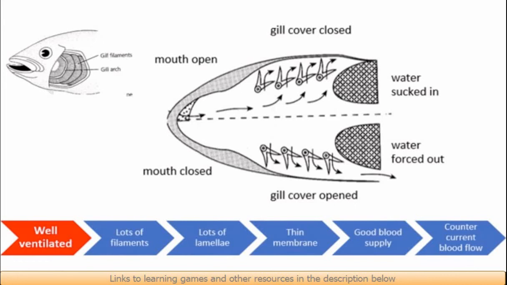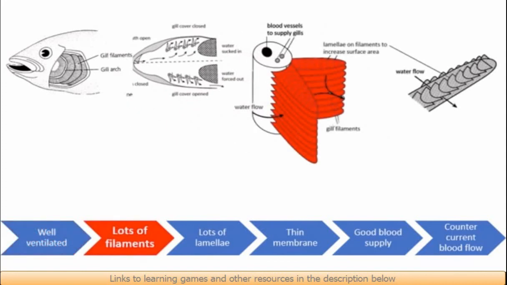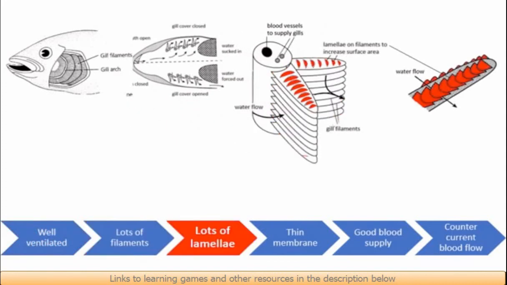The surface area of the gills is increased by having lots of filaments. There are also lots of small flaps of tissue called lamellae on each filament, and that further increases the surface area. Like human lungs, the gills of fish have a very thin layer of tissue at their surface to reduce the diffusion distance. Having a short diffusion distance increases the diffusion gradient for oxygen uptake.